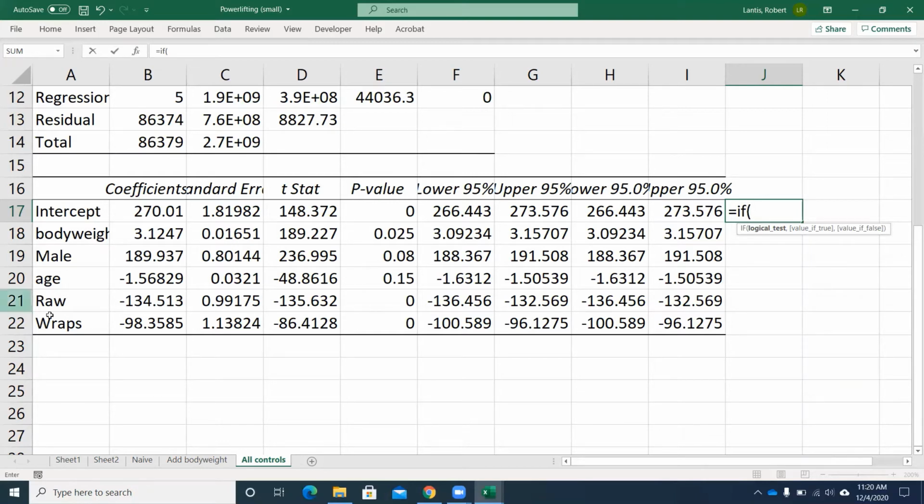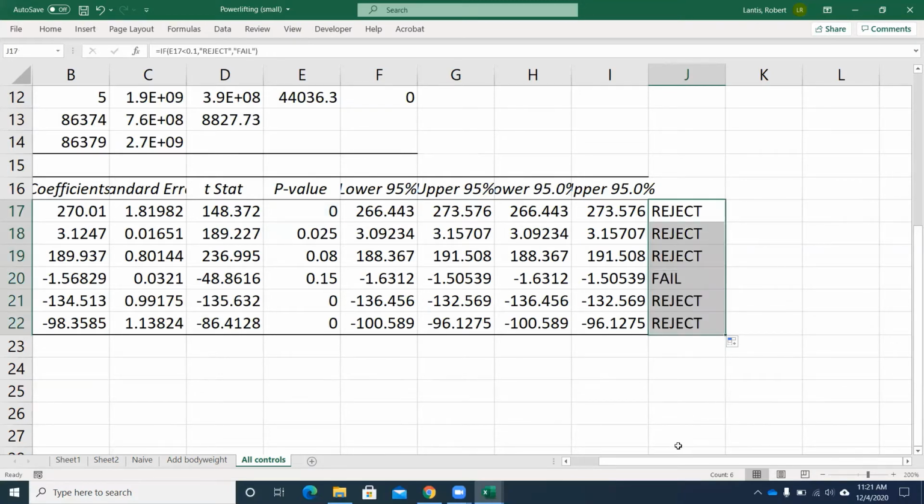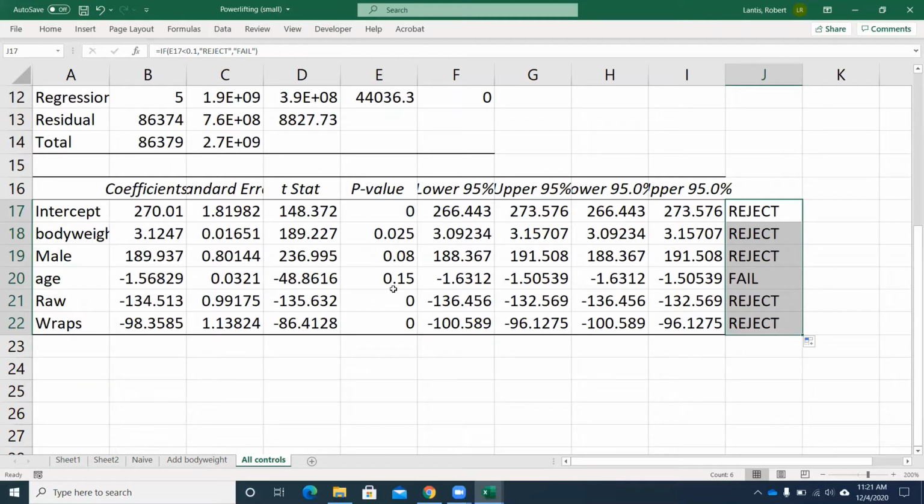So what we're going to do is say, if this p-value is less than 0.1, comma, put in the word reject. If it's not, put in the words fail to reject. What that's going to do is, for each one of our coefficients, each one of our variables, tell us whether or not we can reject the null. So we'll hit OK and copy this down. Now we can see we would only be rejecting if the p-value is less than alpha. We used an alpha of 0.1, and the only one that's not less than 0.1 is on age, so sure enough, it put that we failed to reject there.